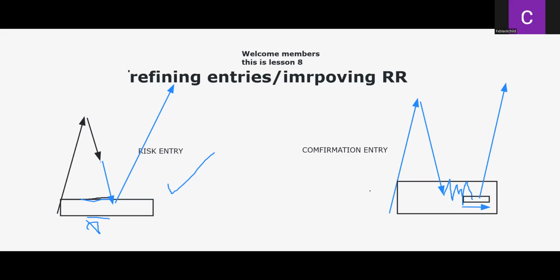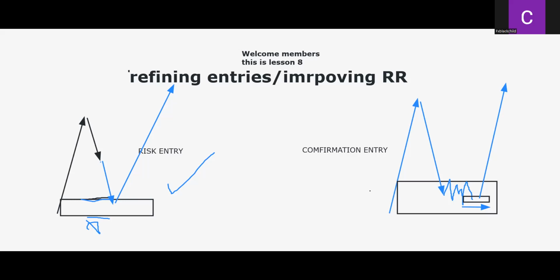So you can see that here you're going to have a big RR, you're going to have a small RR, you're going to have a big RR, but you're going to have a big stop loss, and then you're going to have a small stop loss. This is the good thing of refining your entries. This is just advantages and disadvantages, so you should also consider that. That's the first advantage. These are the first differences. This is what you call a risk entry. This is what you call a confirmation entry.